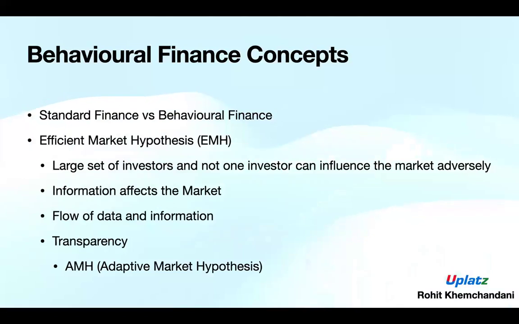Standard finance assumes that risks and returns are both transparent, but behavioral finance assumes risk and return under a dependence frame. So basically, it will seek some other factors also. So these are 4 or 5 key differences between standard finance and behavioral finance.